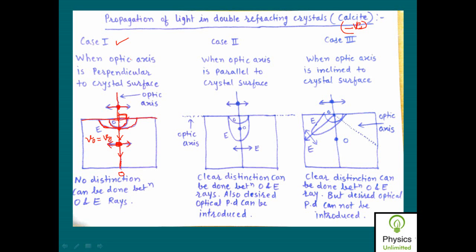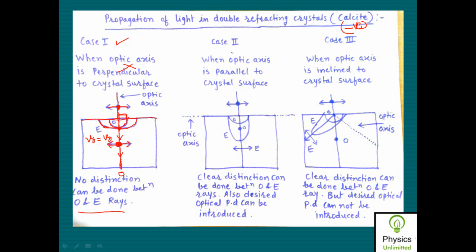No. And therefore this case 1, that is when the optic axis is perpendicular to the crystal surface, is of no use for us, because we cannot make the distinction between the ordinary ray and extraordinary ray, as there is overlapping of the two rays due to the fact that they travel in the same direction with the same velocity.